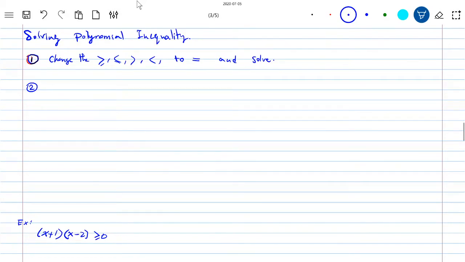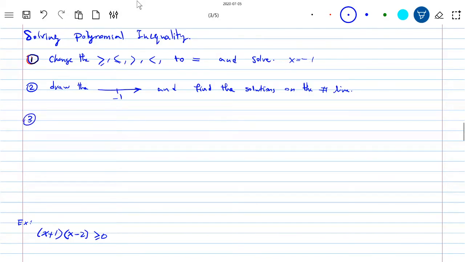Then the second step would be: draw the number line, and find the zeros, the solutions, on the number line. Means, for example, if x equals -1 was a zero, figure out where the -1 is on the number line. Okay. Now, here's the important part.